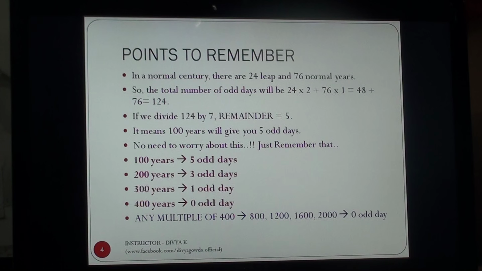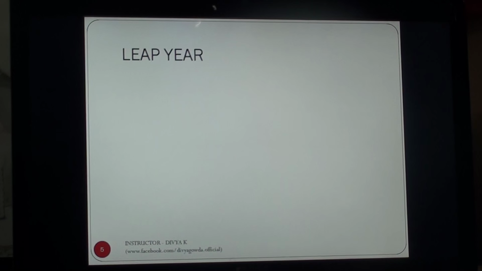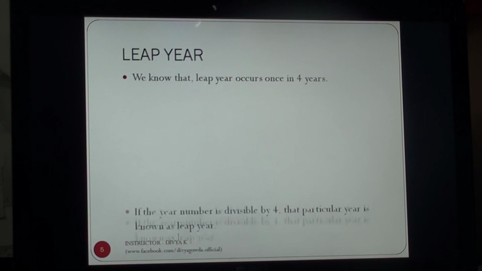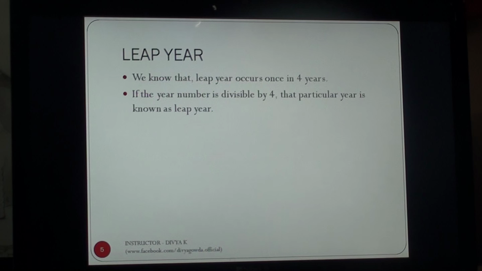Any multiple of 400, that century, will have 0 odd days. So you have to remember this key point. If you remember this, problem solving becomes very simple. So what is actually a leap year? All of us know a leap year occurs once in 4 years, and any year number which is divisible by 4 is known as a leap year.